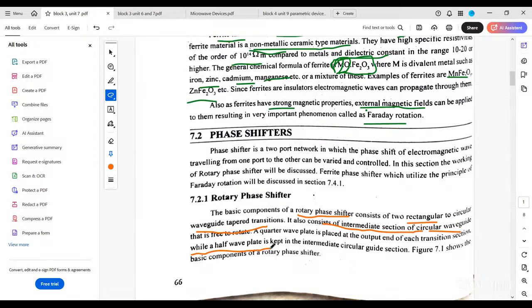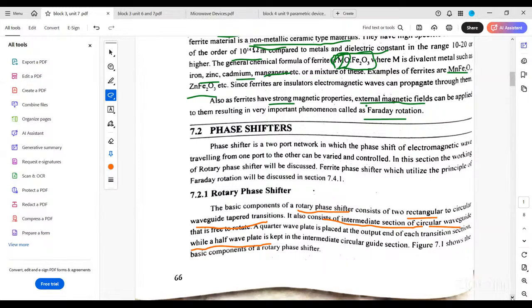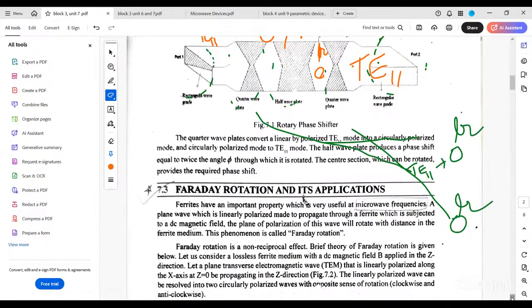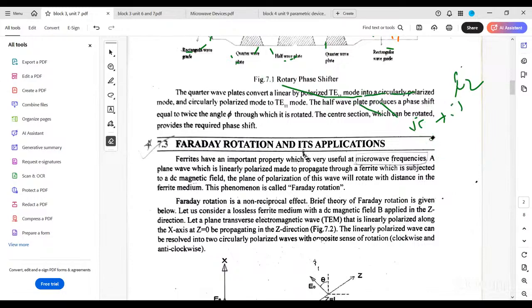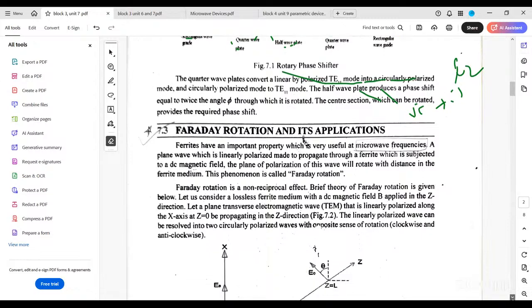Next, what is the next topic we have? Faraday rotation and its application. Now we will see the next one. Faraday rotation and its application. Here, which type of material are we using? Ferrite material. The very important point is the material we are using: ferrite material. Ferrite material is used from the input to the output of the device. Now we will see the functioning of this Faraday rotation.